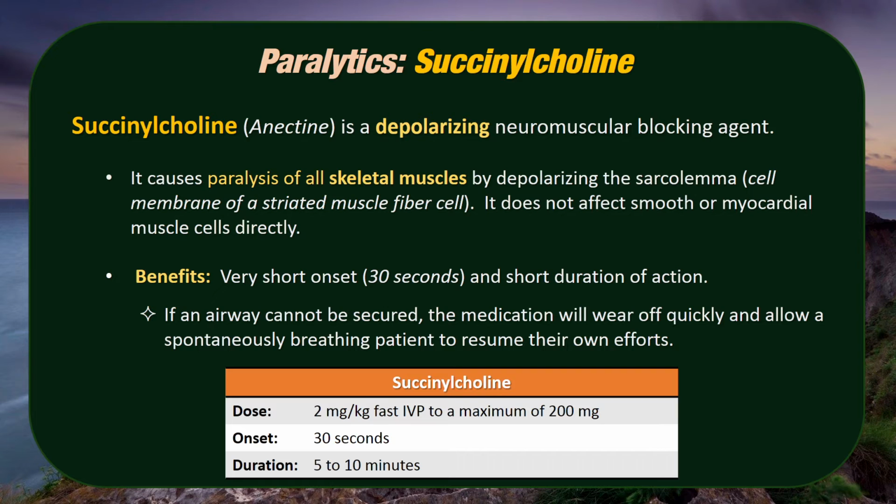But there's times that we may need to go ahead and secure that tube because of the patient's status, or they may not begin to breathe again. So our dose for this is 2 milligrams per kilogram fast IV push to a max of 200. The onset is once again 30 seconds, and the duration of this drug would be about 5 to 10 minutes.